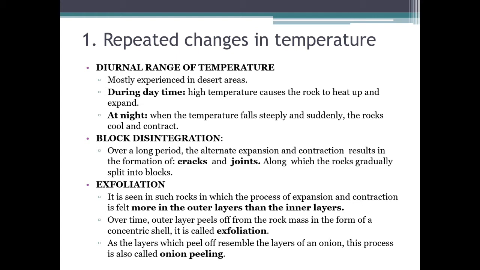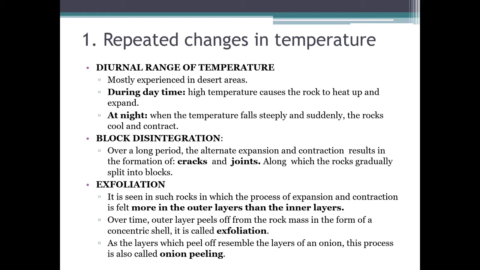Daily the same thing happens, and due to this the breaking up starts, cracks start appearing, and joints are also seen. So when we talk about this temperature and its action on the weathering of rocks, we talk about two types of disintegration.